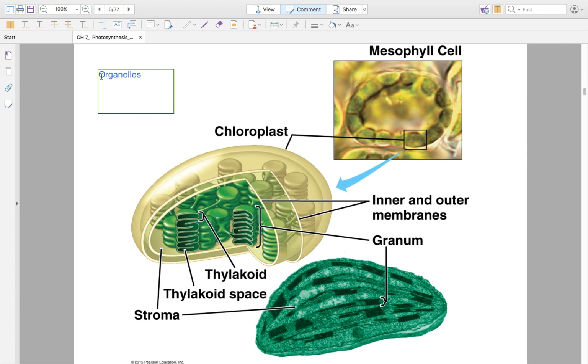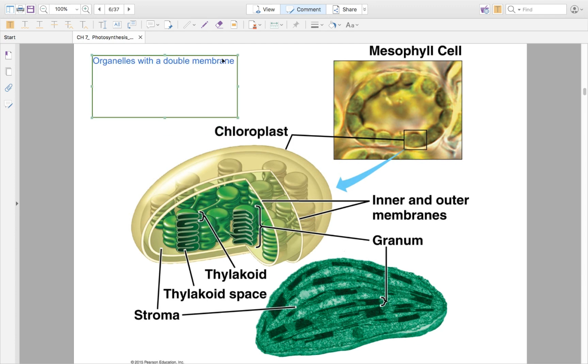Organelles with a double membrane. The double membrane is pretty significant. Now, there's only 3. Let's go ahead and list those off.